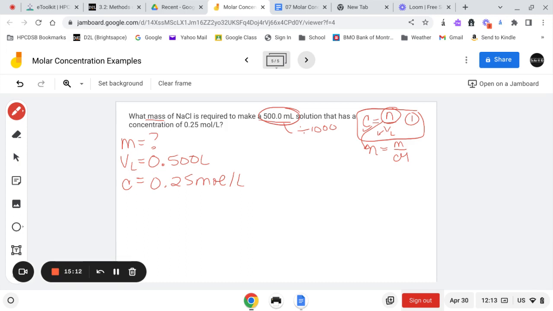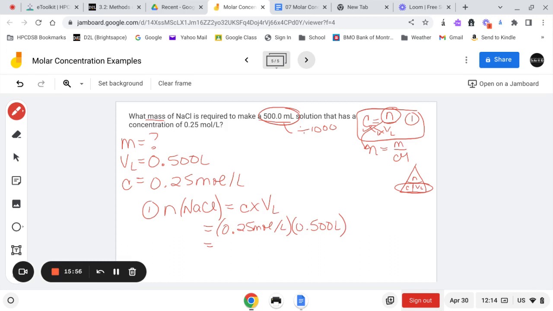So let's set this up. I'll start over here. Step number 1, I have to figure out the moles of sodium chloride. And what I'm going to do is cross multiply C times V in liters, and then I'm going to be able to solve for my moles. Again, you can use a triangle to help you with this as well. If you're a triangle person, there it is, C, n, V in liters. And we're going to multiply those if they're side by side in the triangle. So we take 0.25 moles per liter and multiply by 0.5 liters. 0.25 times 0.5 equals 0.125 moles.